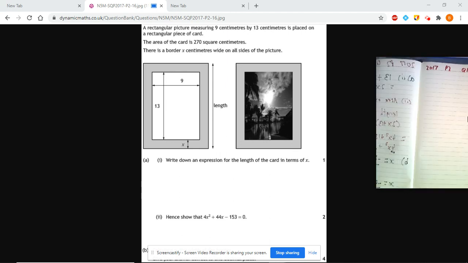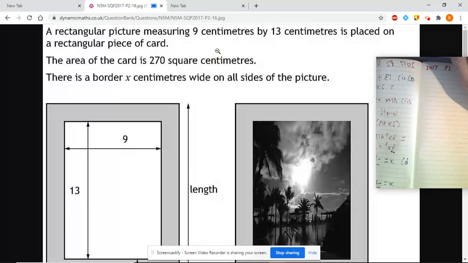Right, okay, so I thought I'd do a question for you guys that involves using the quadratic formula, just so you can see me doing it. Here's a question from the 2017 paper 2, question 16, and it looks like this. A rectangular picture measuring 9 centimeters by 13 centimeters is placed on a rectangular piece of card.